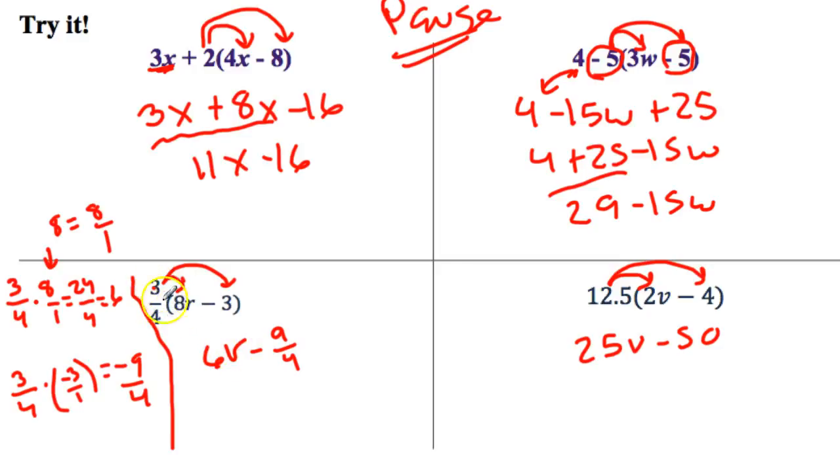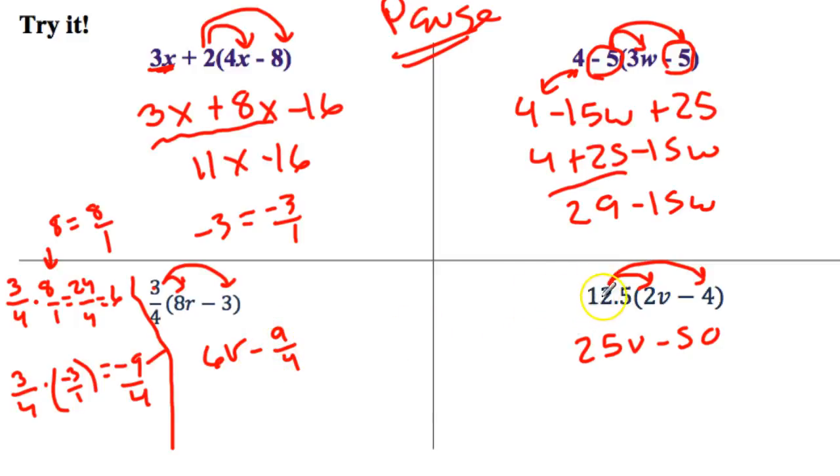And then I did 3 over 4 times negative 3. I brought that over here. I did negative 3 over 1, right, because negative 3, that's the same as negative 3 over 1. So 3 times negative 3, negative 9. 4 times 1 is 4. I just wrote that over here, minus 9 over 4.